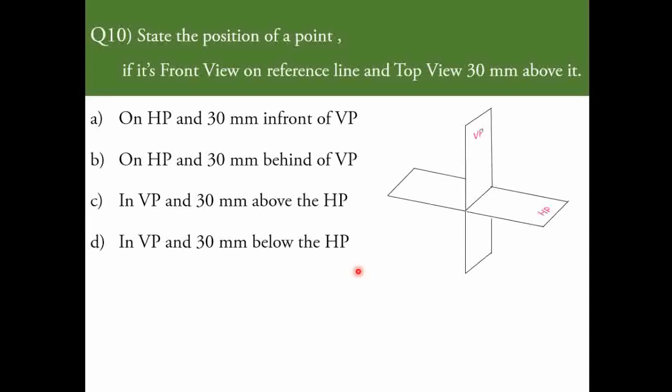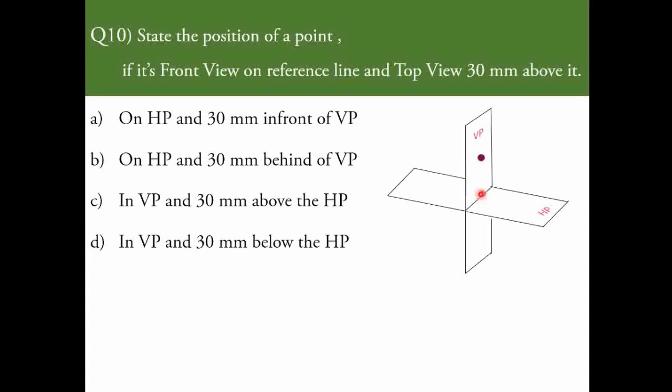So once again, it will be better to take the reference of the diagram, so it will be easy to understand the question. If the front view is on the reference line, we will consider the front view is on the reference line and top view is 30 mm above it. This is the top view and this is the front view. So these are the final positions of the front view and top view.